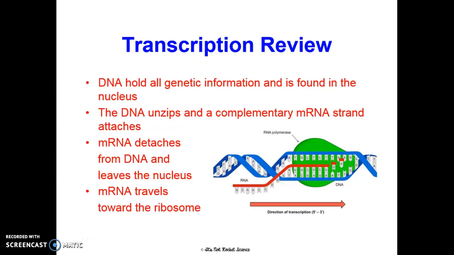Alright, to start protein synthesis part 2, we're going to quickly do an overview of transcription. So remember from the last video, DNA is what holds all of our information. It's in the nucleus, but it can't leave the nucleus. To start transcription, the DNA unzips and a complementary mRNA strand attaches to it. Once it is complete, the mRNA detaches from the DNA, leaves the nucleus, and ultimately travels in the cytoplasm toward the ribosome.